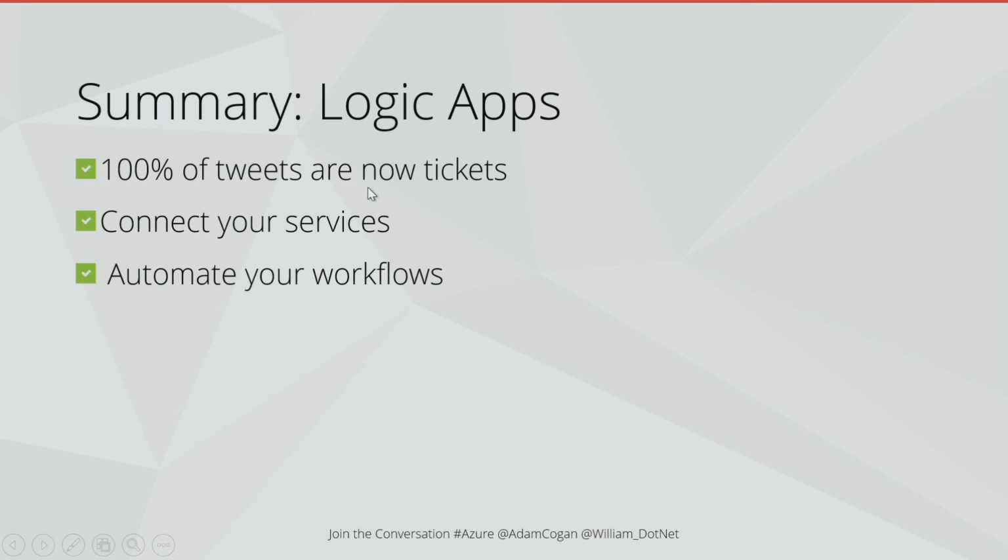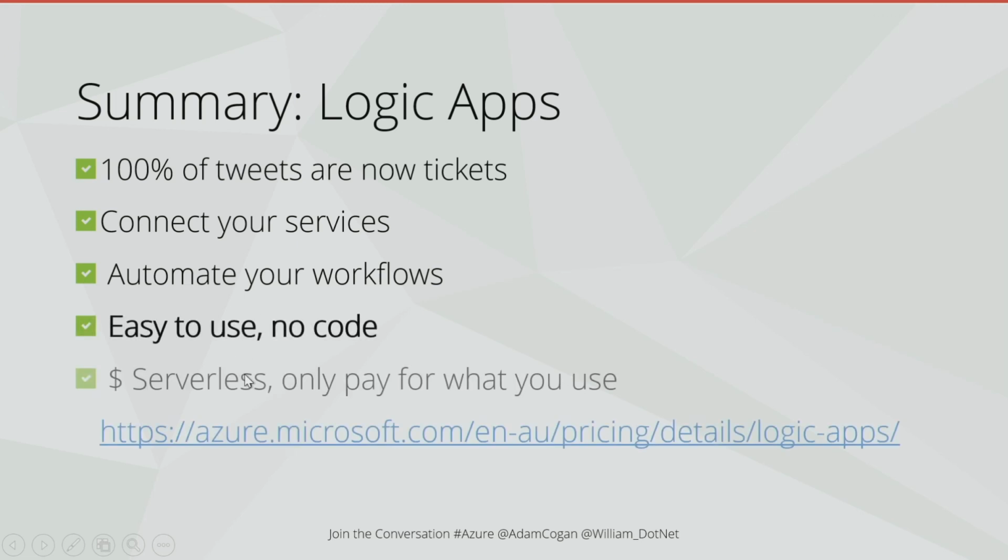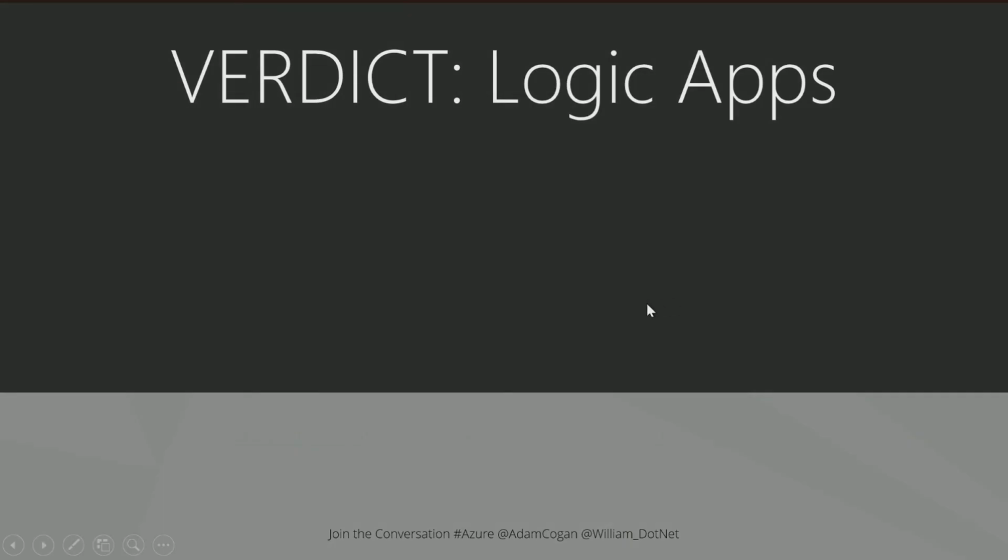So at this point, 100% of your tweets are now tickets. You've connected your services, you've automated workflow. It's very easy to use. There was no code involved. It's serverless, so you're only going to pay if it gets used. Any downsides? Not obvious. It all seems pretty cool.